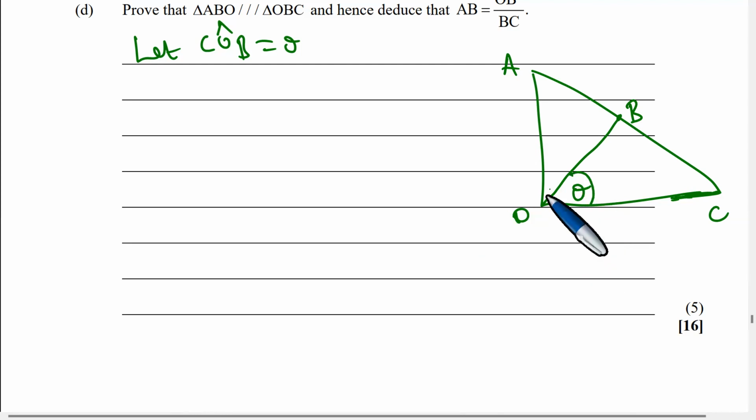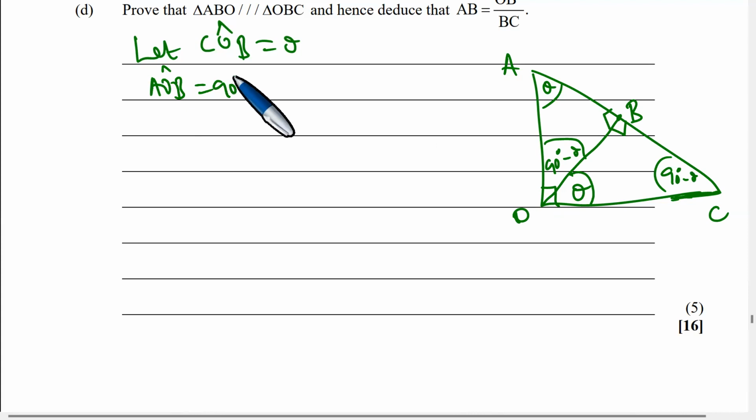And then, you know, this one is 90 degrees, so that this one is 90 degrees minus theta. And then this is 90 and this is 90. So this is also 90 degrees minus theta. This is going to become theta. So if you let COB be theta, then you have that angle AOB is 90 degrees minus theta.